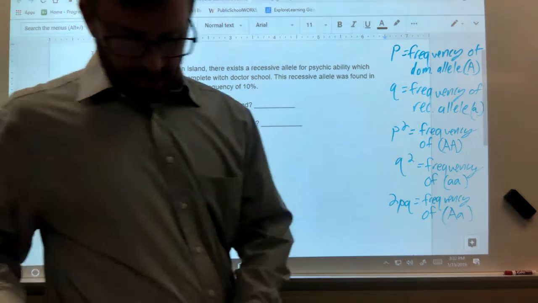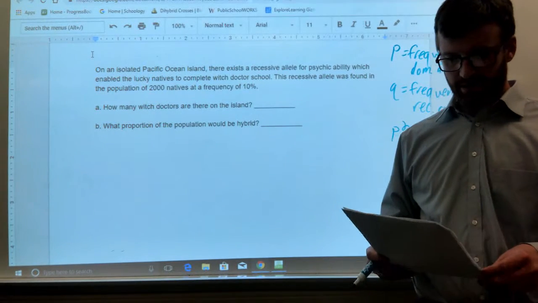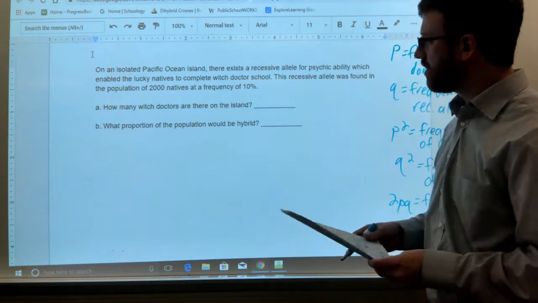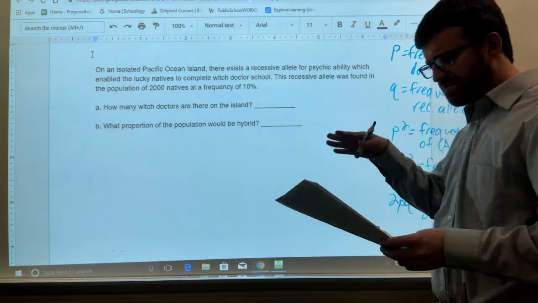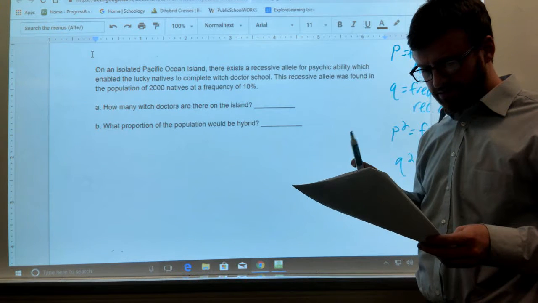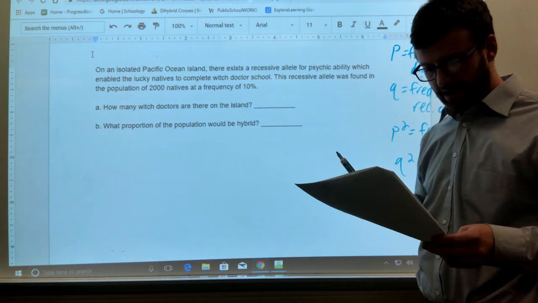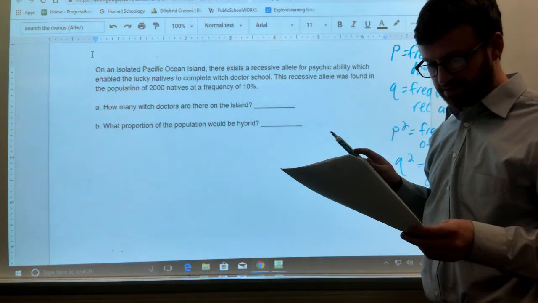Hello. We are going to do number 4 on the Hardy-Weinberg genetics worksheet. This one was probably about moderate difficulty. As I was walking around, some students were missing A the most. A seemed to stump a few people. So, let's go over this.